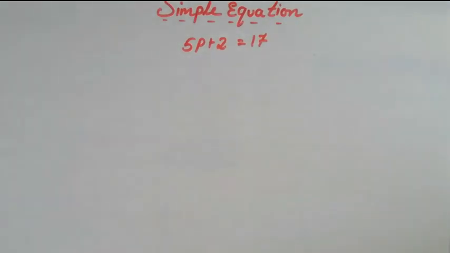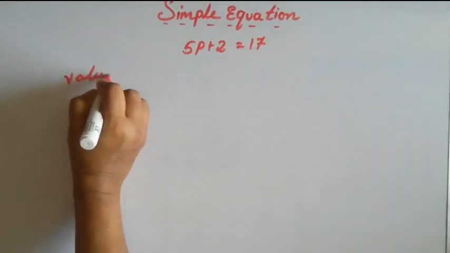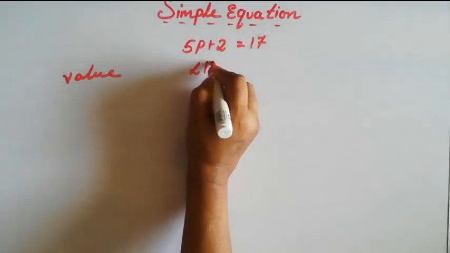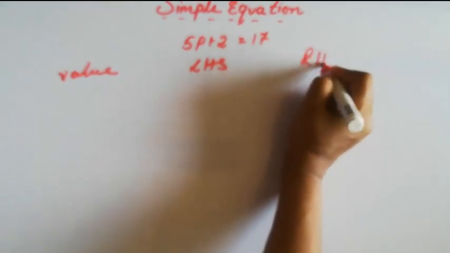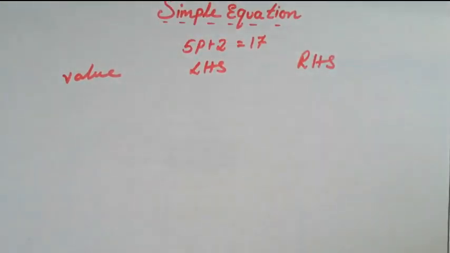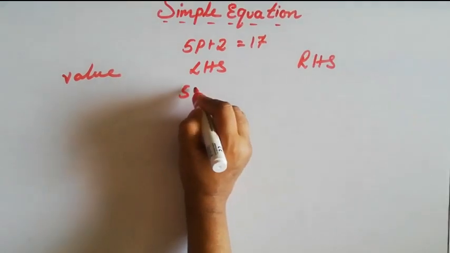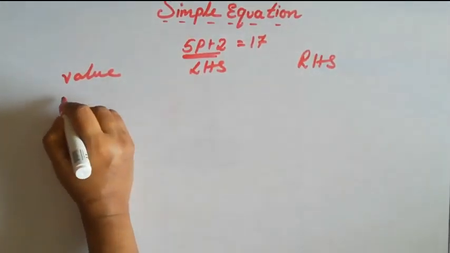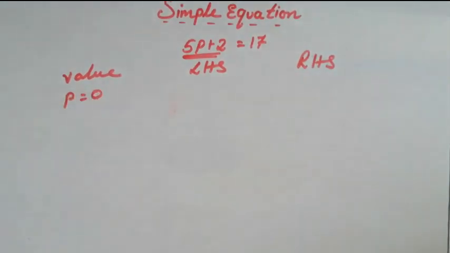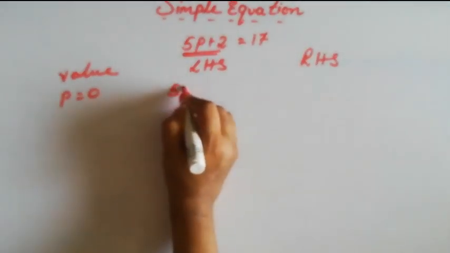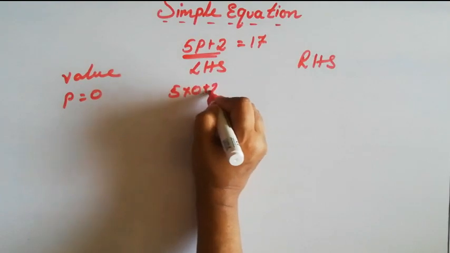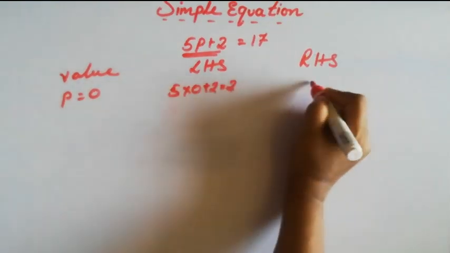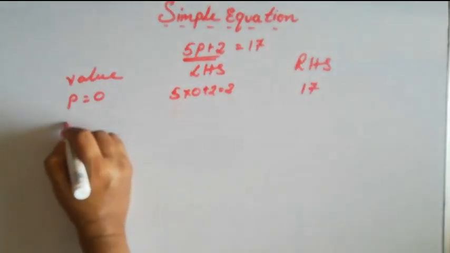Clear? Now we have to take the values. Now these are the values. Here it is LHS. Here it is RHS. Clear? Now, this is the LHS. Now here, suppose P equal to 0. If I take P equal to 0, then 5 into 0 plus 2 will give you 2, and here it is 17.